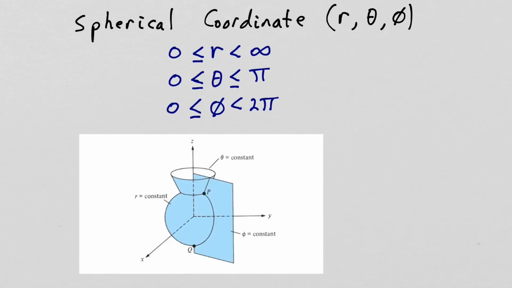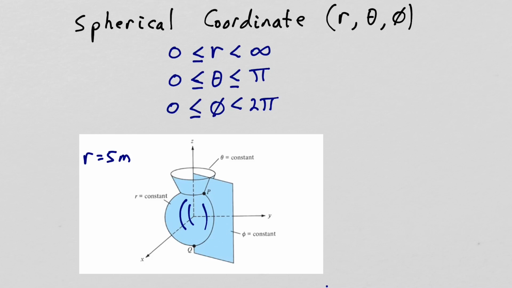The variable r can take on values from 0 to infinity, the angle variable theta from angles of 0 to pi radians, and the angle variable phi from angles of 0 to 2 pi radians. The variable r defines a spherical surface whose center is at the origin, and r is the radius of the sphere. r equals 5 meters would define a spherical surface like this sphere shown here of radius 5 meters.